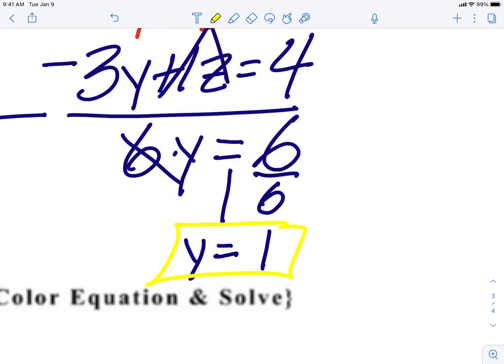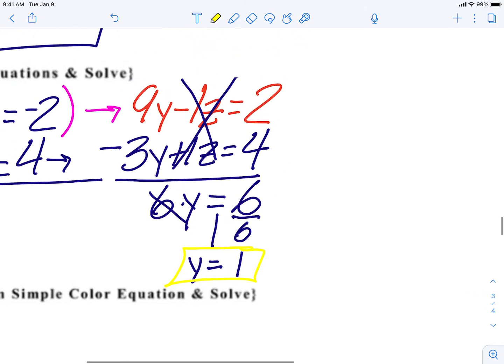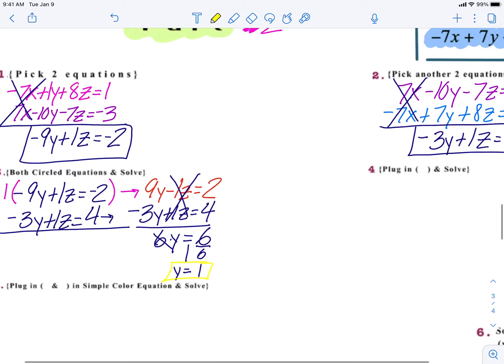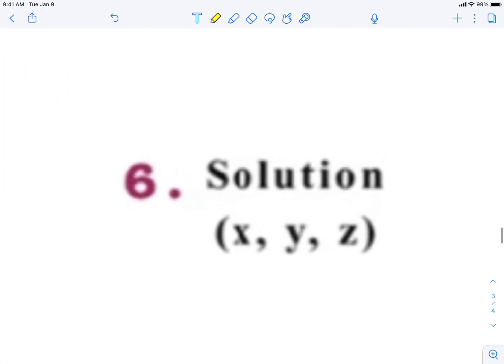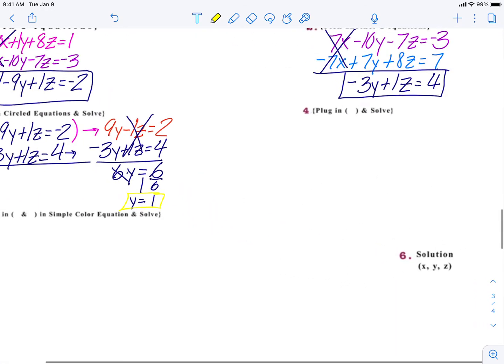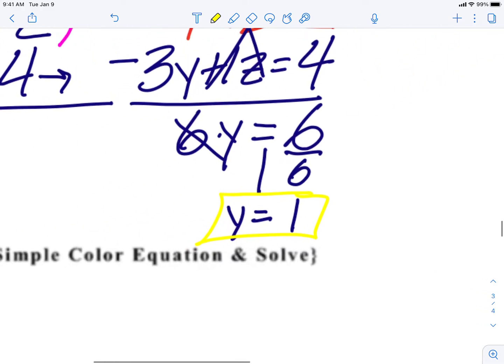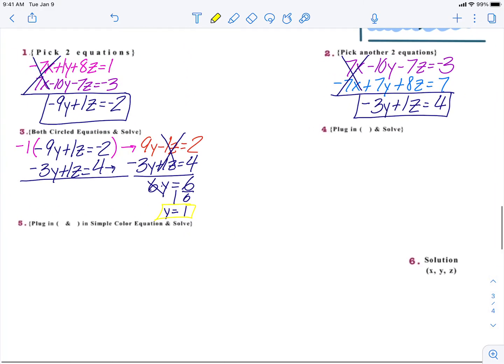So we'll put a yellow box around that. So I got my y. Perfect, one letter down. Because remember, my goal here in step 6 is to find x, y, and z. Well, I have found y. Okay, perfect. Done with step 3.